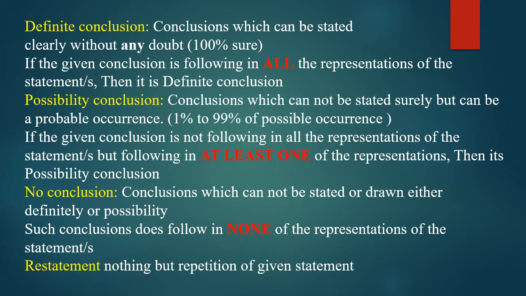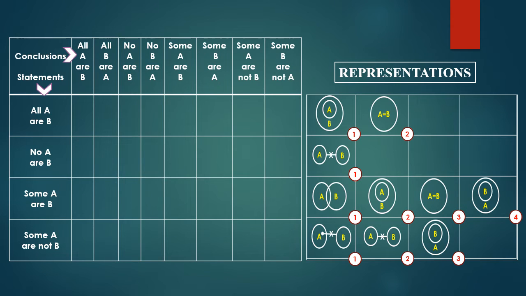So in a Venn diagram, it is following in none of the representations of the statement or statements. Restatement is nothing but the repetition of the given statement. That simple it is. So these are the four types of conclusions we will see in syllogism.